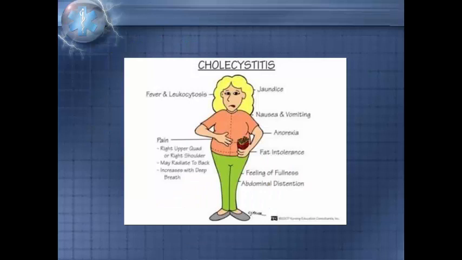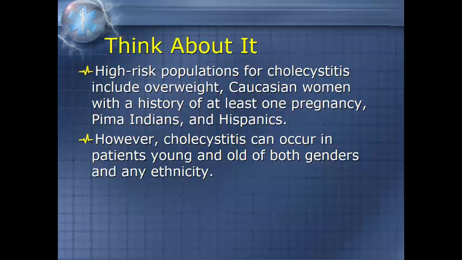So they may have jaundice, nausea and vomiting, anorexia, and what they call fat intolerance, meaning that the symptoms become markedly worse after eating a high-fat content meal. Your high-risk population are overweight white women with a history of at least one pregnancy, and Pima Indians and Hispanic populations tend to have higher incidences of development as well.